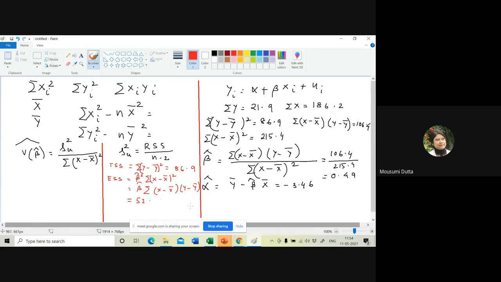If we take two decimal places, the value may change slightly. So we will get the value for RSS. Tell me, what will be the value of RSS? 34 point something. It will be 34.764.